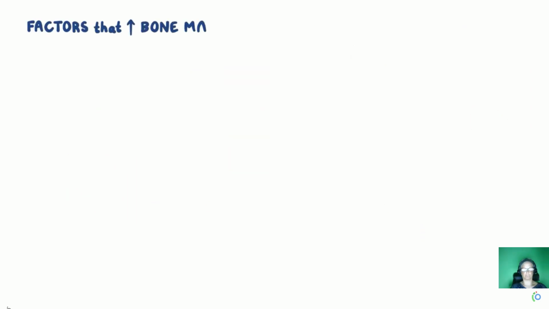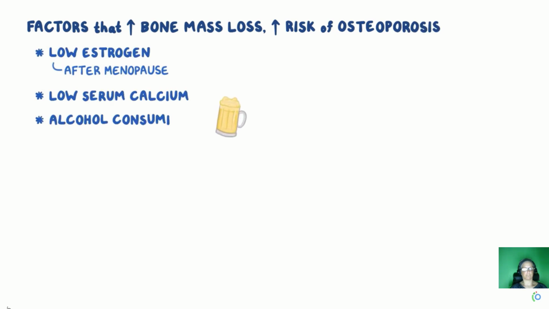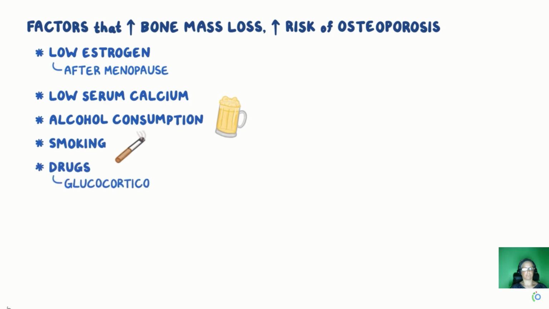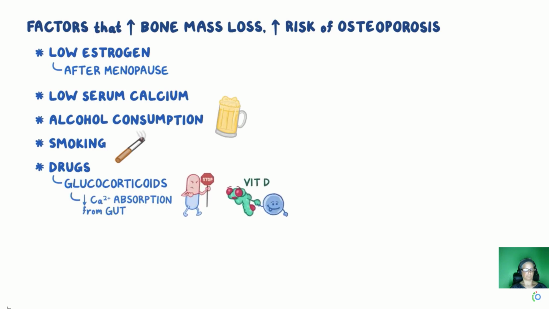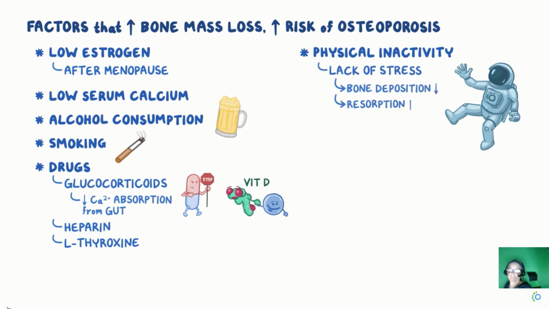Factors that accelerate bone mass loss and increase the risk of osteoporosis are low estrogen levels, like after menopause, and low serum calcium. Additional factors include alcohol consumption, smoking, drugs like glucocorticoids, which decrease calcium absorption from the gut through the antagonism of vitamin D, and drugs like heparin and L-thyroxine. Another factor is physical inactivity, as seen in astronauts in a zero-gravity environment where they just don't use their musculoskeletal system as hard as when they're on Earth. As a result, bone deposition decreases due to a lack of stress, while resorption increases.